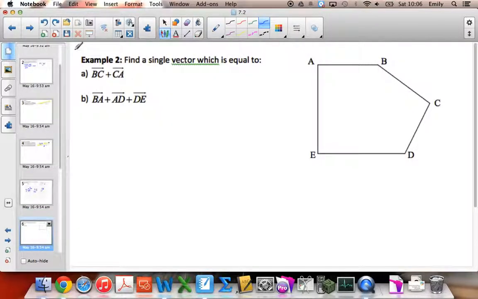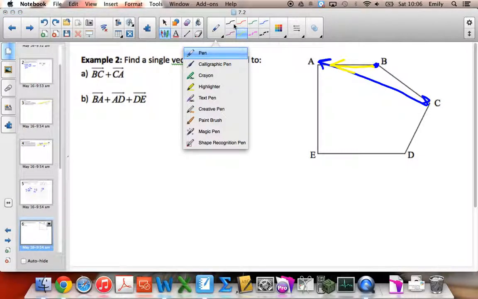Single vector, which is BC plus CA. Well, let's find that. BC is this vector here going from B to C. And then a vector going from C to A is this vector, C to A. So my resulting vector BC plus CA, the resulting vector, is this one here. Starts here and ends here. So that final vector I could call BA.